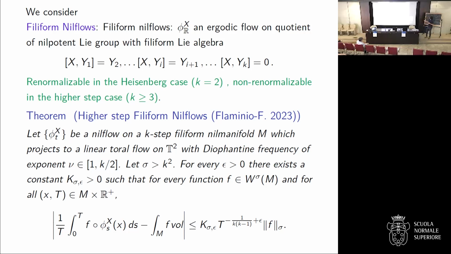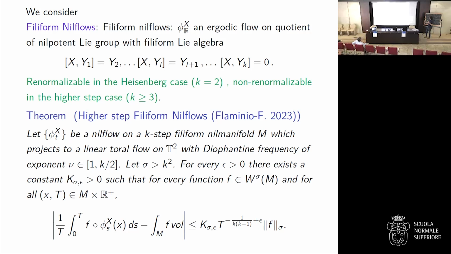Okay, so let me just state the result. We look at filiform nilflows, which are flows on quotients of the nilpotent group with this Lie algebra, the one I already put on the slides. I said that they are renormalizable in the case k equal to 2, but not in the case k bigger than or equal to 3, and I think I can make concrete that it's really not possible to renormalize them, in the sense that there is some recurrence.